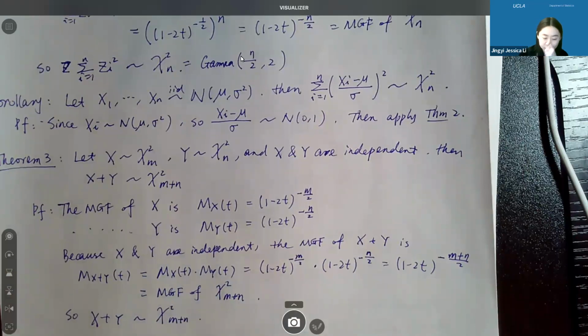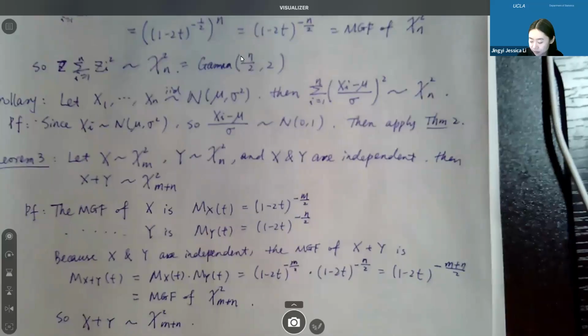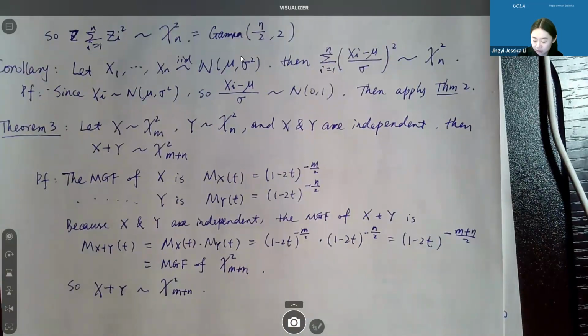Okay, so that concludes our discussion about the chi-square distribution. And it has very interesting properties. That is, when you sum up independent chi-squares, the sum would still follow chi-square with the degrees of freedom as the sum of individual chi-squares' degrees of freedom.